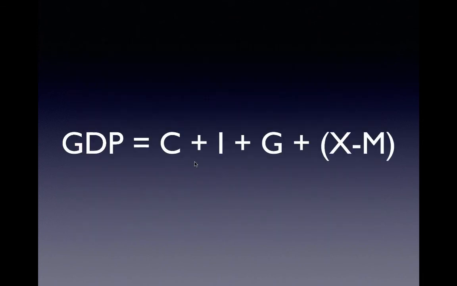So we could split up GDP into these four components. We have consumption spending, investment spending. Now investment, remember, doesn't mean things like stocks and bonds. It means capital investment: buildings, machinery, that sort of thing usually is what we're talking about. I'll come back to that in a minute.